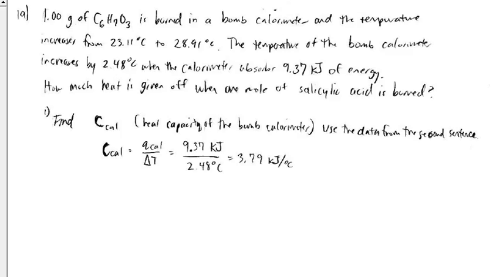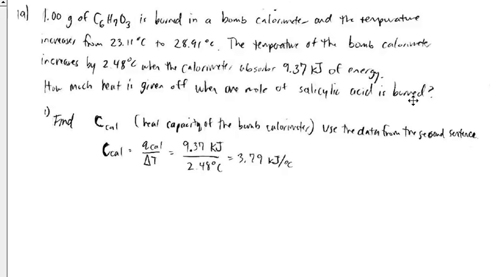I'm Mr. Wilkosz. Question 19: you're burning a gram of salicylic acid and the temperature increases from 23.11 degrees Celsius to 28.91 degrees Celsius. The temperature of the bomb calorimeter increases by 2.48 degrees Celsius in a separate experiment when the calorimeter absorbs 9.37 kilojoules of energy. So the question is, how much heat is given off when 1 mole of salicylic acid is burned?